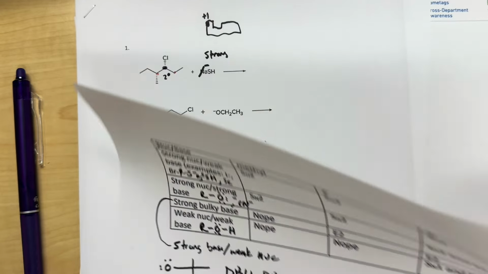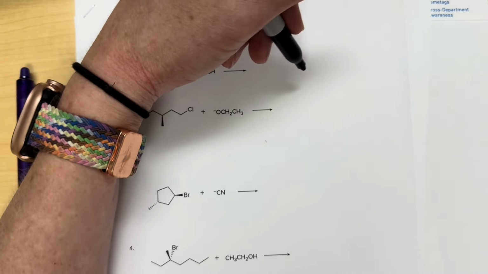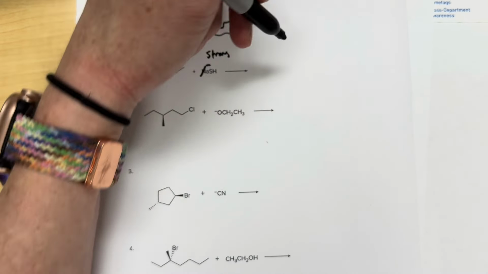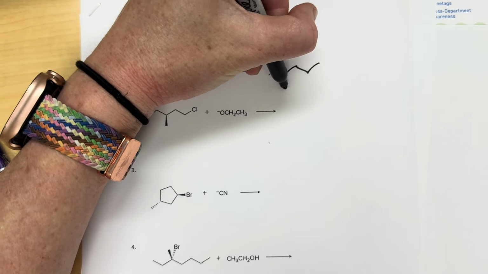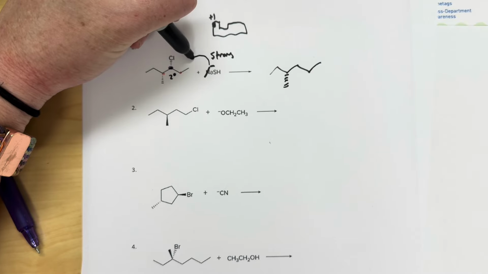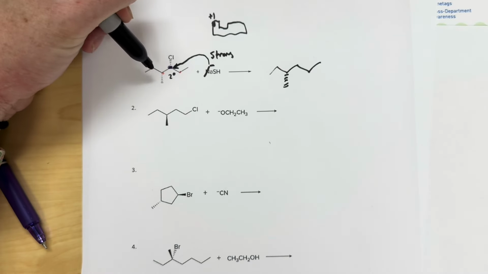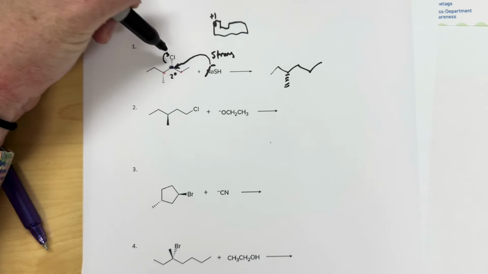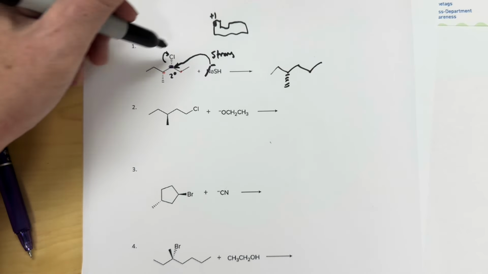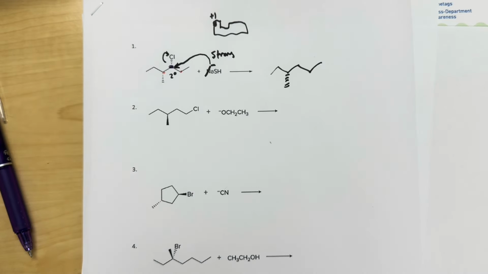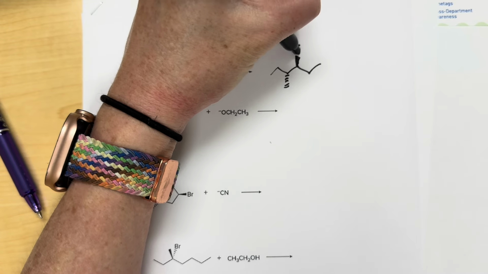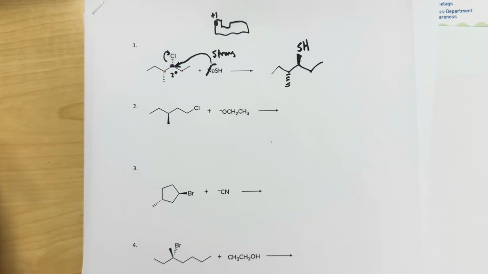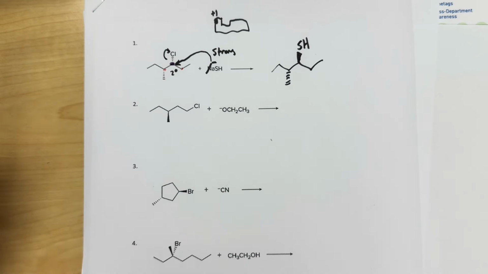SN2 reactions, we know, result in the opposite of whatever you had, because the nucleophile has to attack from the other side that the alkyl halide is on. And then the alkyl halide can leave. I told you I wasn't going to do mechanisms, but this one's so easy I'm going to do it. So when this attaches, it has to attach on a wedge. All right, let's keep moving.